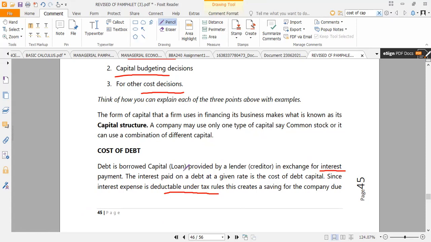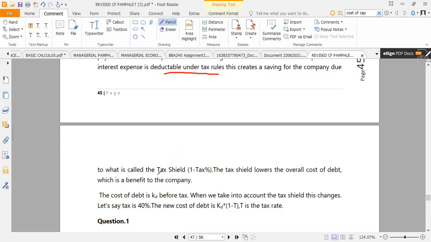So accountants have come to an agreement that we need to shield this cost from incurring double expenses, to what is called the debt tax shield. Now, this tax shield, 1 minus the tax percentage, usually lowers the overall cost of debt and gives a benefit to a company to avoid them being taxed twice. So the cost of debt, when taken into account, will lower the debt percentage.